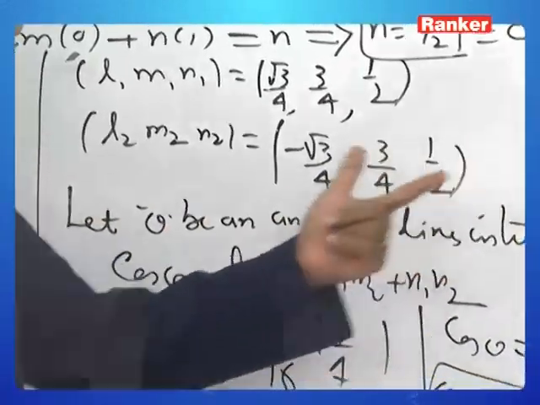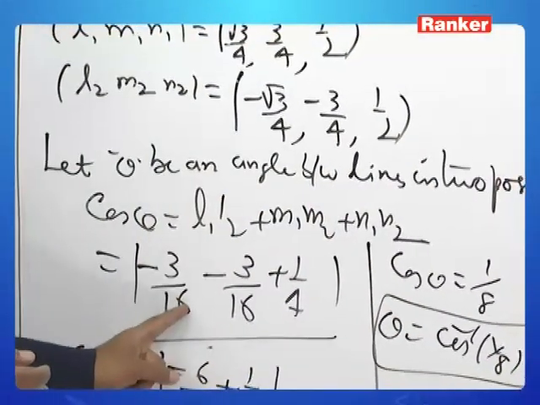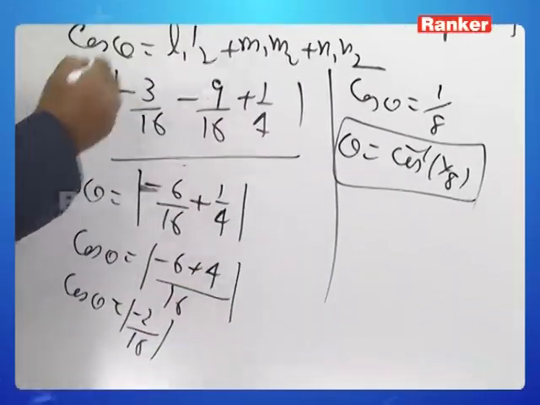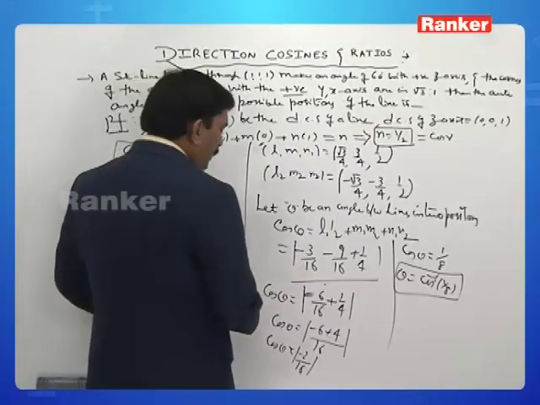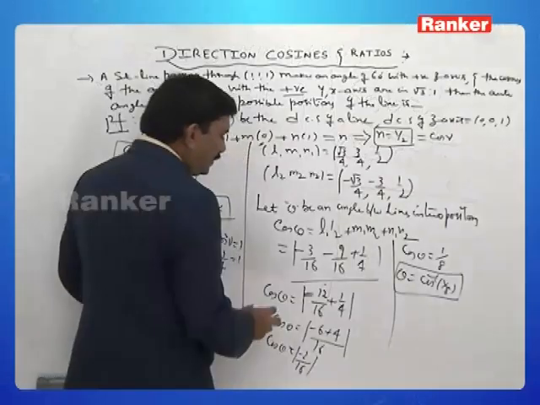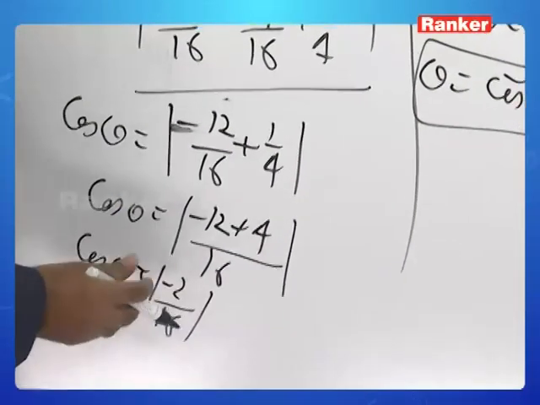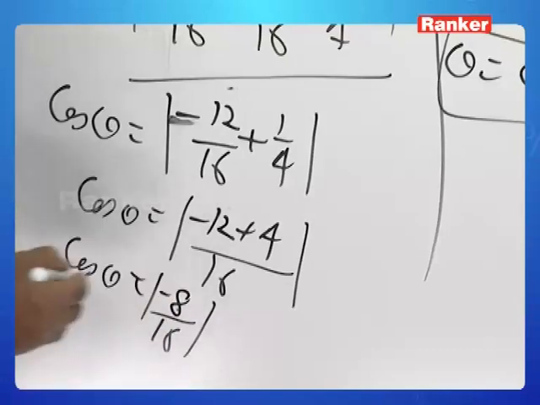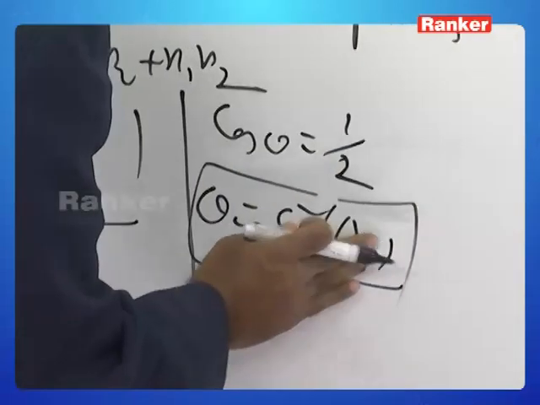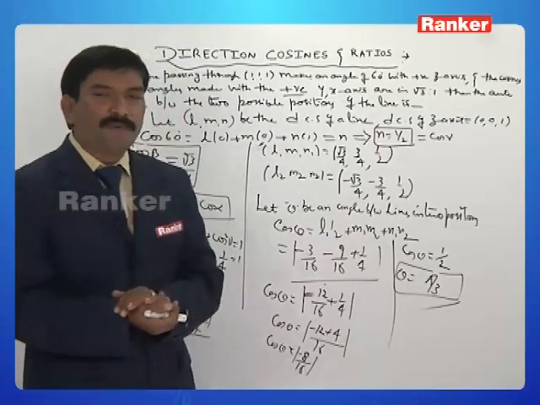Apply, let theta be an angle between the lines in two positions. Cos theta is L1 L2 plus M1 M2 plus N1 N2, which is minus 3 by 16. This is 9 by 16, minus 9 by 16. Now this becomes minus 3, it becomes 12 by 16. So if I take LCM, this is 12 plus 4, it's about 8 by 16. So therefore this is equal to 1 by 2. This is also cos of pi by 3. So therefore the angle between the two lines in two adjacent positions is pi by 3.